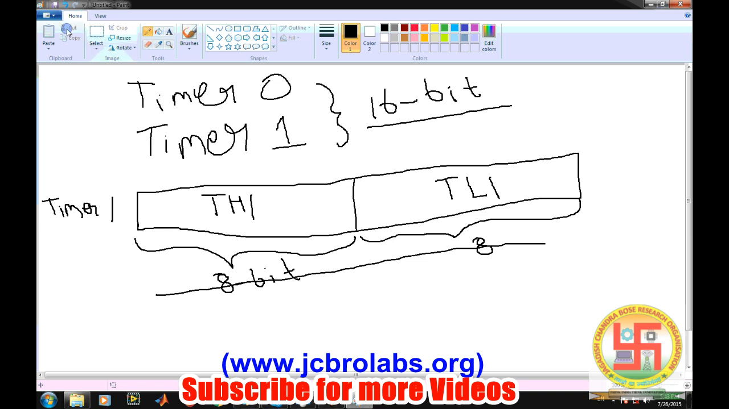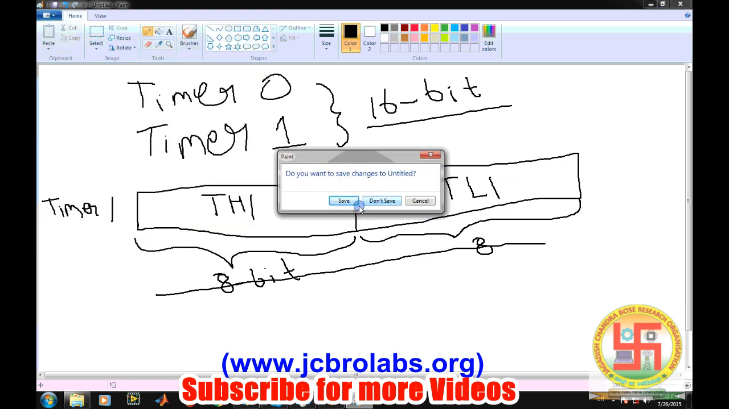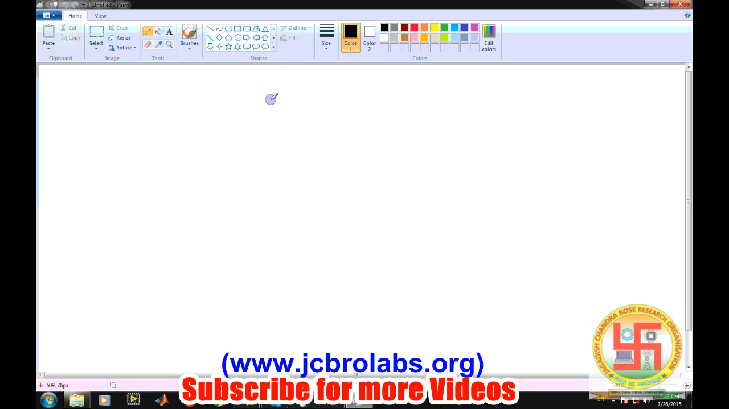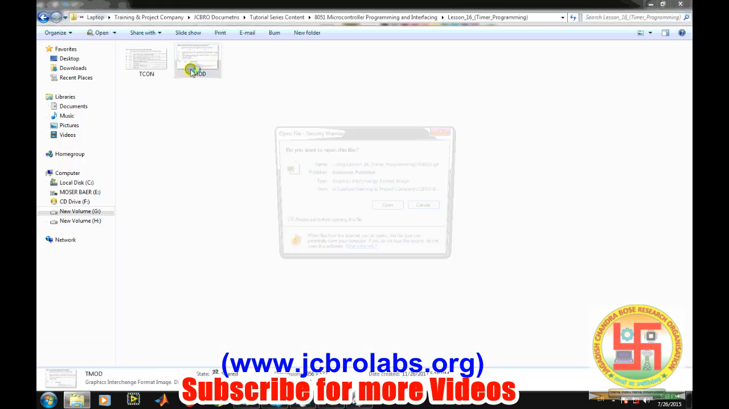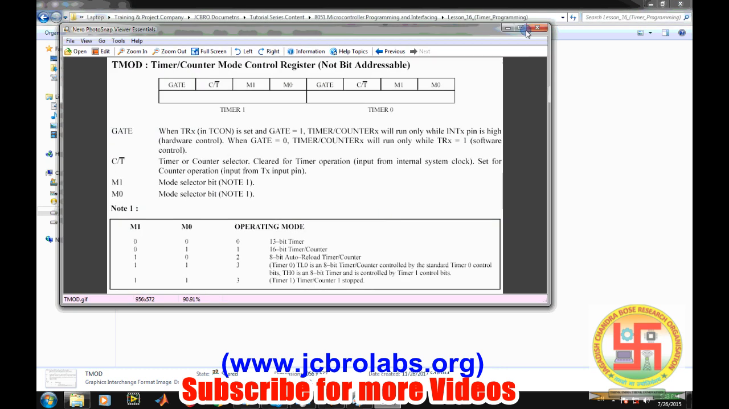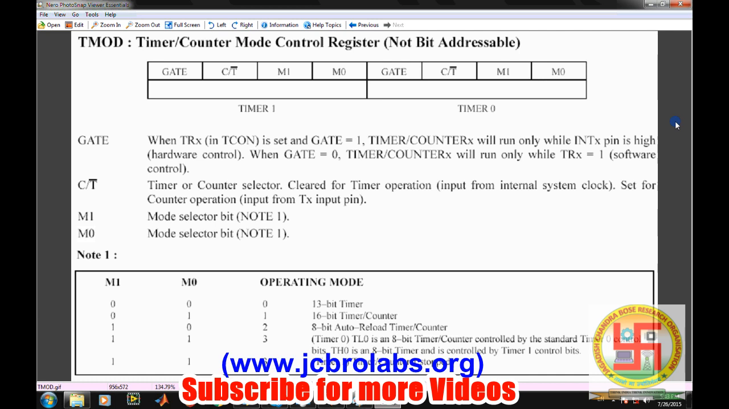When we talk about timers, there are several operations related to them, and these need to be controlled, like how the timer will operate. For that we have the TMOD register, which says in which mode a timer will operate. This is the general structure of the TMOD register. It is divided into two parts, for timer 0 and timer 1, and these flags are the same for both: M0, M1, C/T bar and GATE.